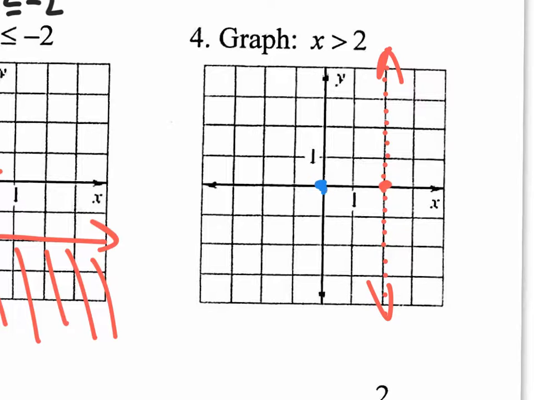If you check 0, 0, will it work? Yes or no?